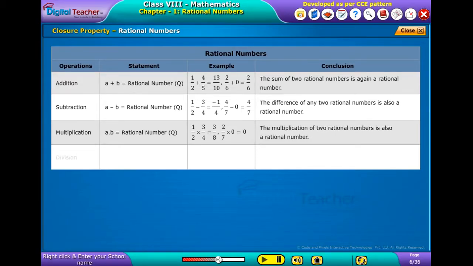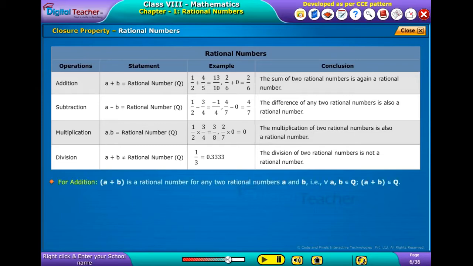Under division, it states that if two rational numbers are divided, the result is not always a rational number. For example, 1 by 3 is equal to 0.3333, which is not a rational number, it is an irrational number. It concludes that the division of two rational numbers is not a rational number.